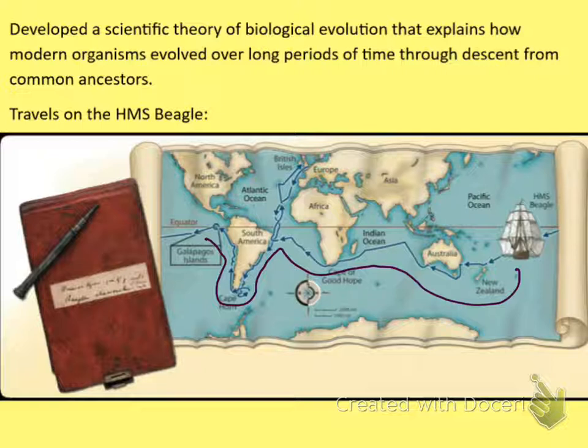Seeing all of these different environments allowed him to see a much broader set of data than he might have had he not gone on his trip. And because of his observations, he came up with a theory of evolution that explains how modern organisms evolved over especially long periods of time through descent from common ancestors. This unit is really going to be breaking down those ideas and making sense of them and looking at evidence for how that occurs.